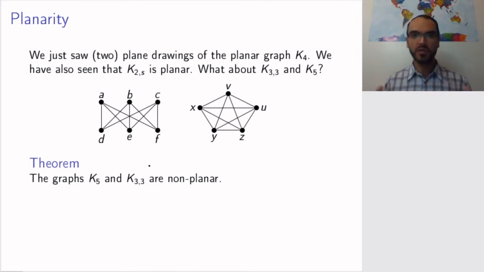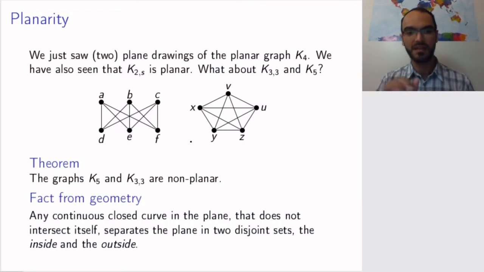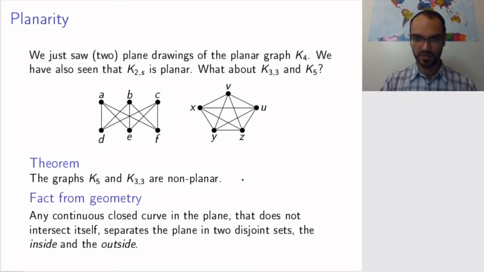No matter how you draw them, no matter if you take this edge outside or whatever you do, you will have some crossing somewhere. So how do you prove such a thing? Well, for that you need a deep fact from geometry that seems kind of obvious, but that we still need, and that is that if you draw a continuous closed curve in the plane, so continuous, you just keep the pen on the plane, and you draw some kind of curve, and you go back.